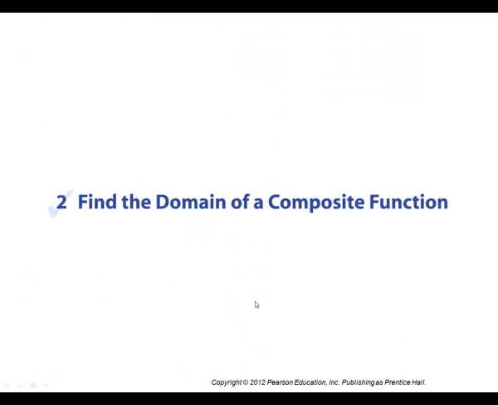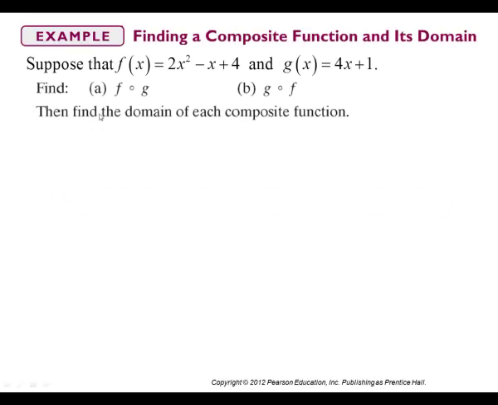Okay, find the domain of a composite function. We want to find the domain of f of g. So basically what we do here is we want to find f of g of x and find that domain. First thing we do is we always find the inside part first. Okay, and we look, and the domain for g of x is basically all real numbers. Now what we're going to do is take that 4x plus 1 and put it into the f of x.